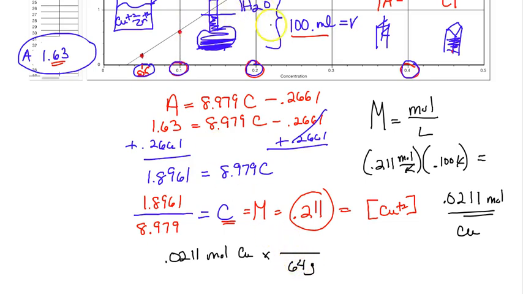And I know I set this up wrong because I have the mole here. Always good to use your units, so you don't make the mistakes that I do. For every 1 mole, there's 64 grams. So, times this by 64. And I get 1.35 grams of copper that's in that brass object.